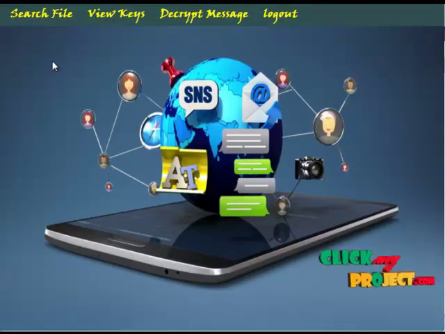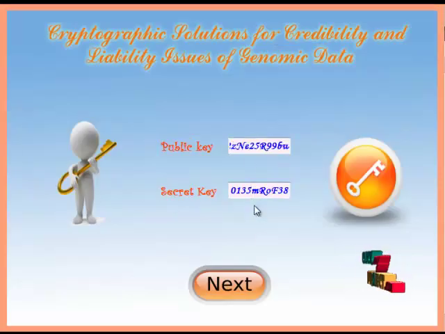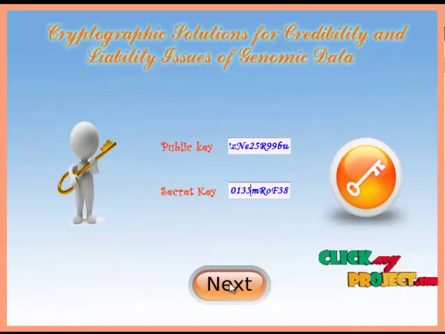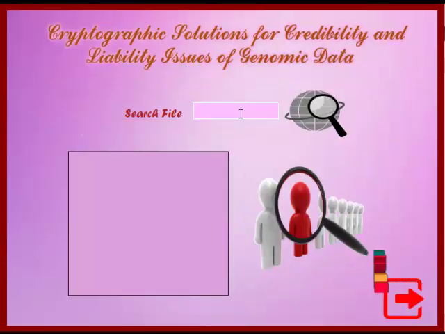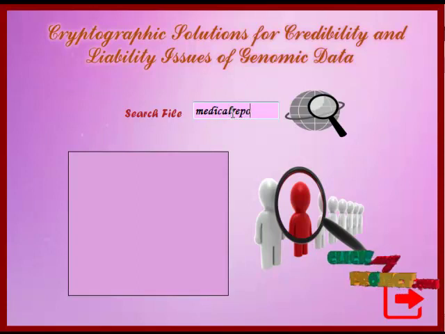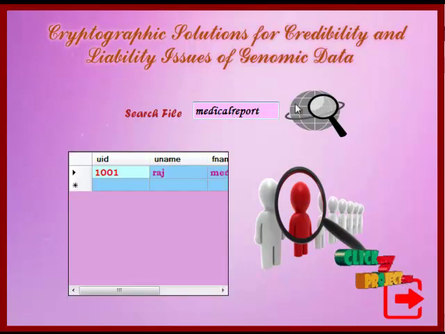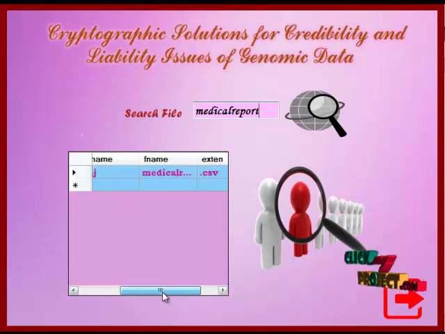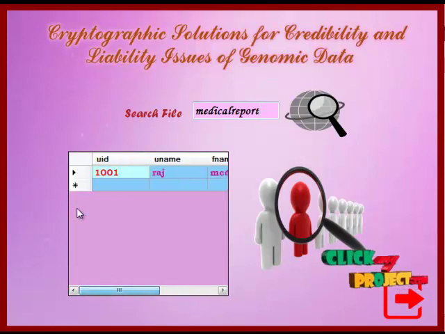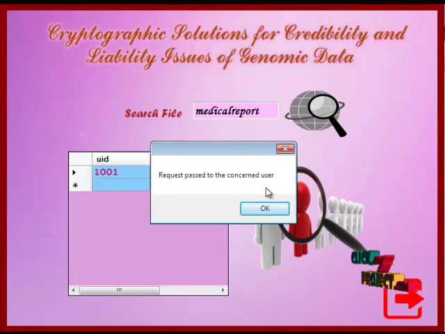Now the service provider logs in and views his or her private key and public key. Next, in order to do the research process, the service provider needs medical reports from different users. So it searches for the medical reports. Once a search operation is performed, it is shown that this user ID has uploaded a medical report, and now this request is passed for the medical report to the concerned user.